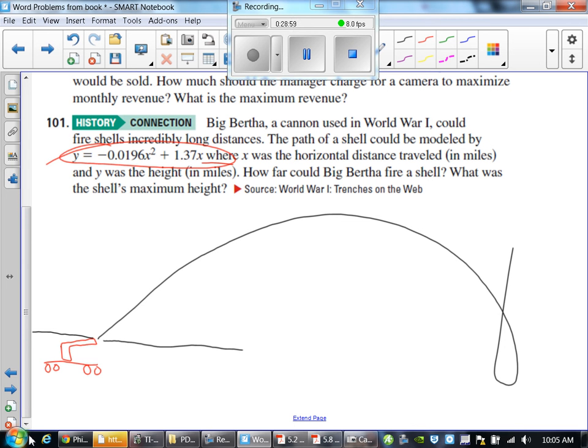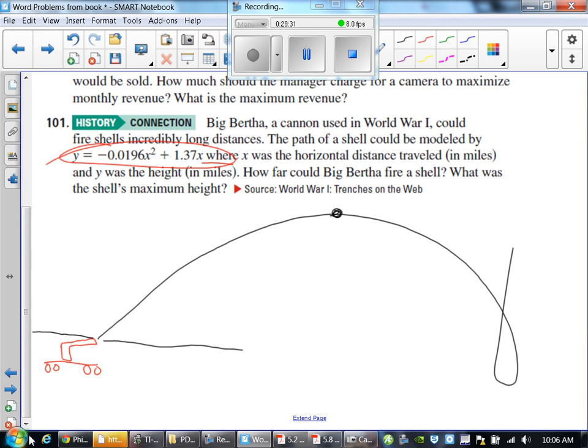Anyway, think about what's going on here. What goes up must come down. Do you agree? Now this one says the path of the shell can be modeled by some funky equation, where x is the horizontal distance traveled in miles and y is the height in miles. How far could Big Bertha fire a shell? Let's think of this a different way. This right here is your halfway point from where it starts.